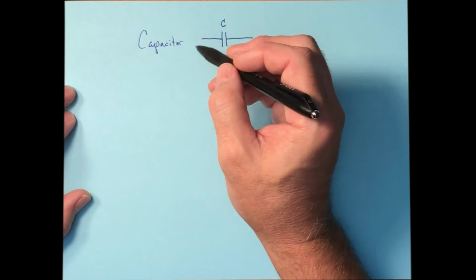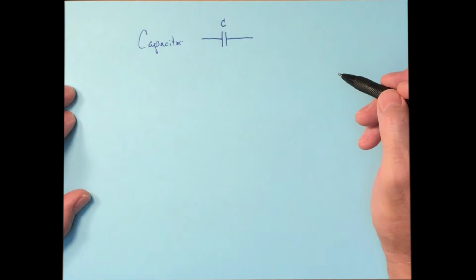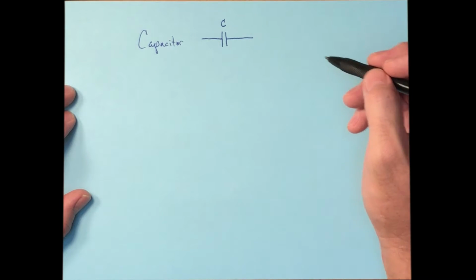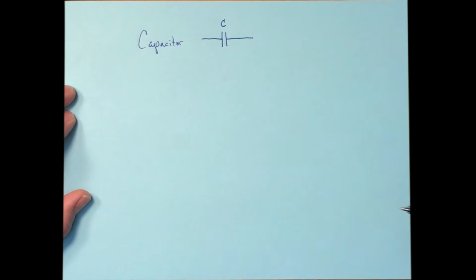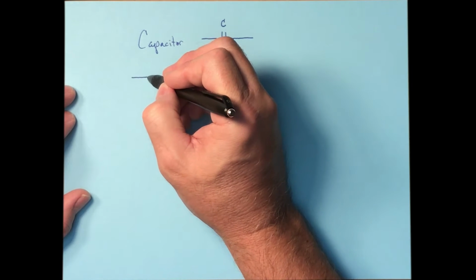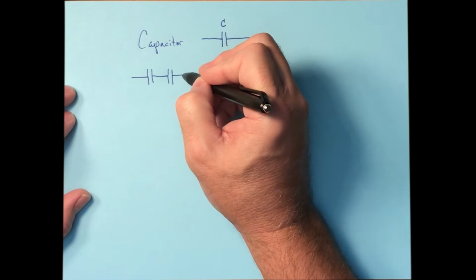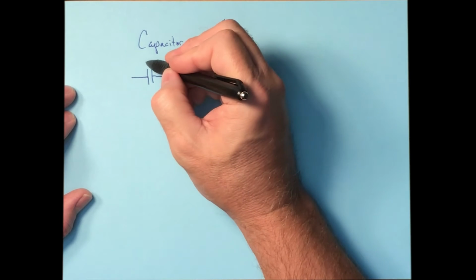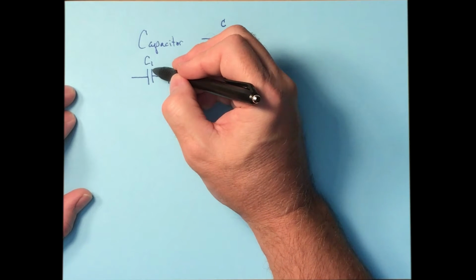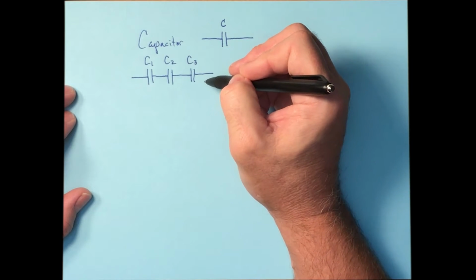It turns out that capacitors can be combined to make different levels of capacitance. You can take one capacitor and combine it with another capacitor, and when you do that, you create a different level of capacitance. So here's one way to do it. Let's say that we've got 3 capacitors here that are hooked up end to end like that. Let's call this capacitor 1. It has capacitance 1, capacitance 2, capacitance 3.